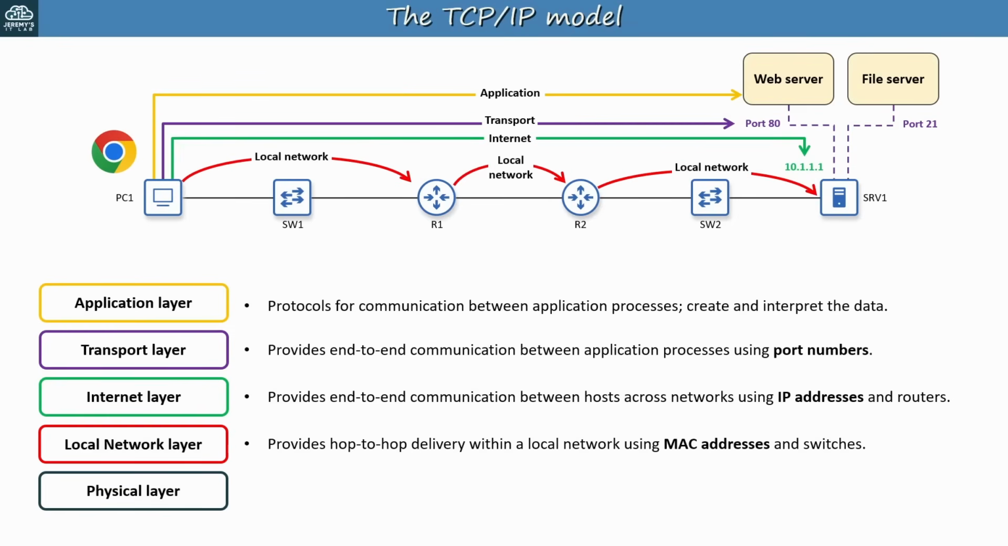Okay, and last but not least, we have the physical layer. All of these cables connecting the devices, and the transceivers on the devices that transmit and receive signals. The physical layer sends bits as electrical, optical, or radio signals over the physical medium. Electrical signals over copper UTP cables, optical signals over fiber optic cables, and radio signals over wireless Wi-Fi connections.